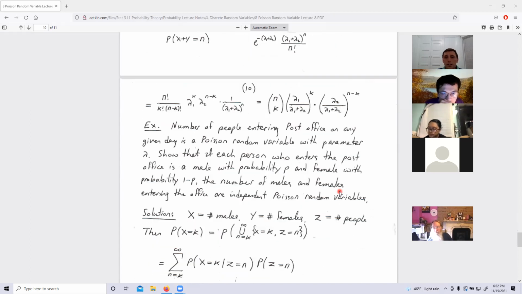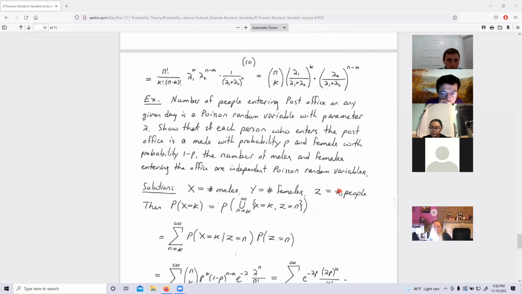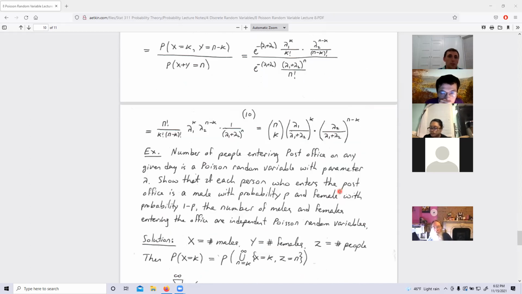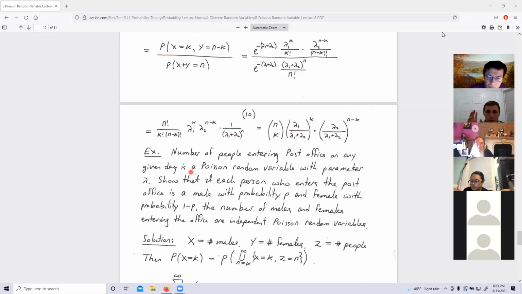So here is an example. The number of people entering a post office on any given day is a Poisson random variable with parameter lambda, right? Why would you make such a statement, guys? Let's pause for a moment and think, okay, what are we imagining? Or at least what do I imagine?